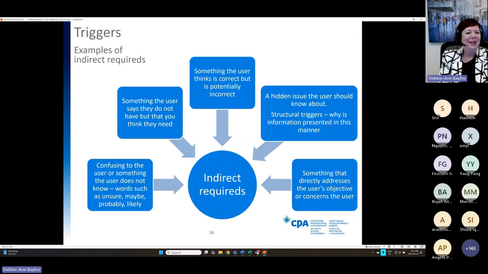So again, they call it a structural trigger. If they're presenting you with information and you think, but they haven't asked us about this, that is a structural trigger. Something that directly addresses the user's objectives or concern.